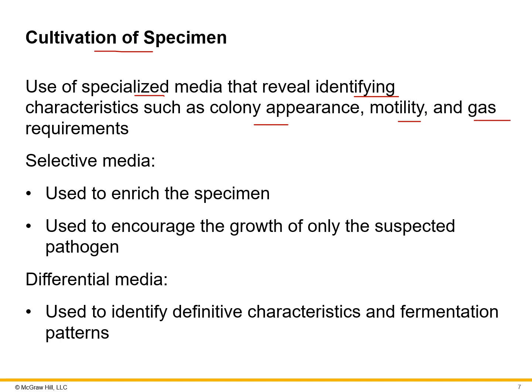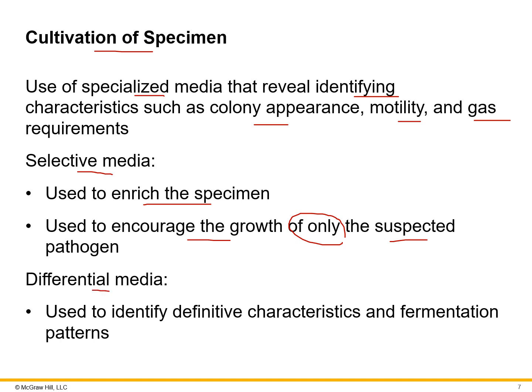Among these types of media, we have selective media, which is used to enrich the specimen, so it helps it to grow. We're trying to facilitate and encourage the growth of only the suspected pathogen, because especially if we're swabbing the skin, there are tons of microbes there, but we may just be looking at one particular one we think is the cause of the disease. So we want to selectively grow that one.